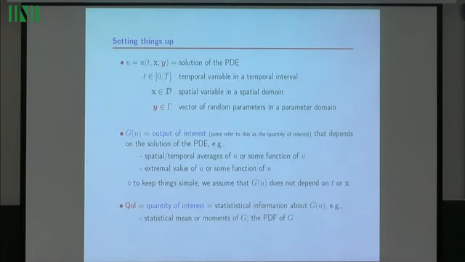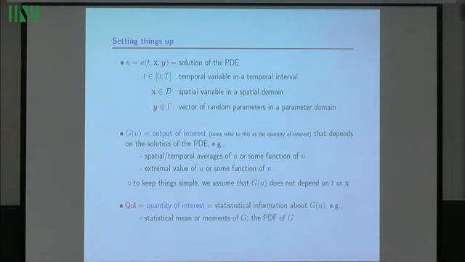So let's set things up here. U is a solution of the PDE, and to confuse you, the half of the audience who are statisticians, my random variable is not x, it's y, and x is my spatial variable. I also have a temporal variable. Now I have an output of interest. Some actually refer to that as the quantity of interest.